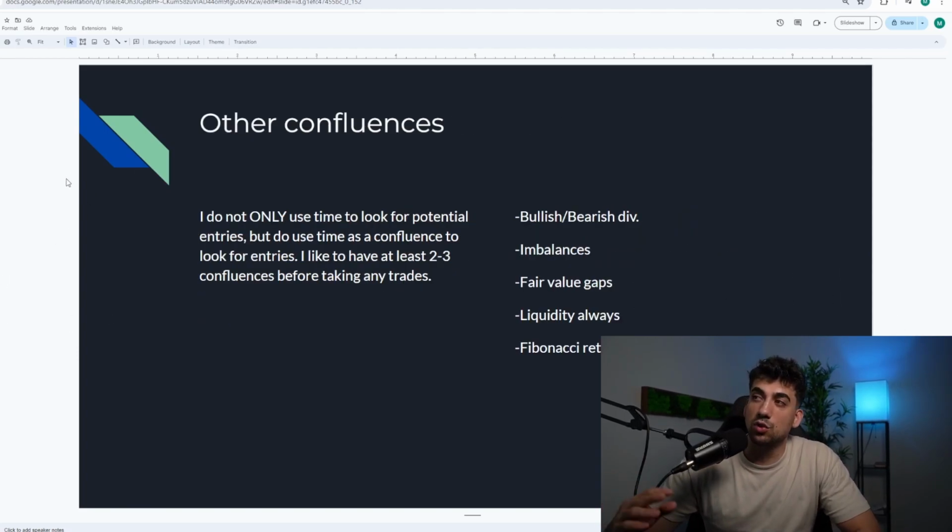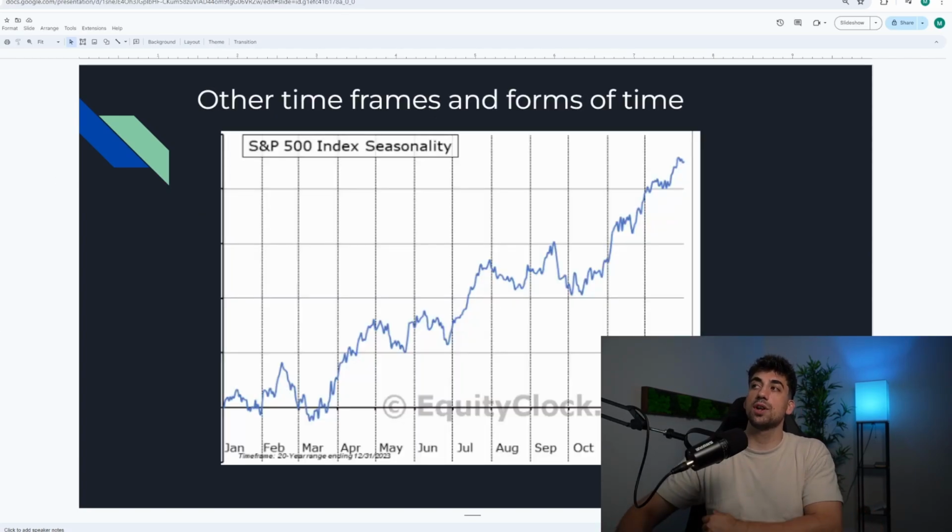Other confluences: I do not only use time to look for potential entries, but I do use time as a confluence to look for entries with other things that we talked about. I like to have at least 2 to 3 confluences before taking any trades. Look for divergences, imbalances, fair value gaps, liquidity, or Fibonacci retracements.